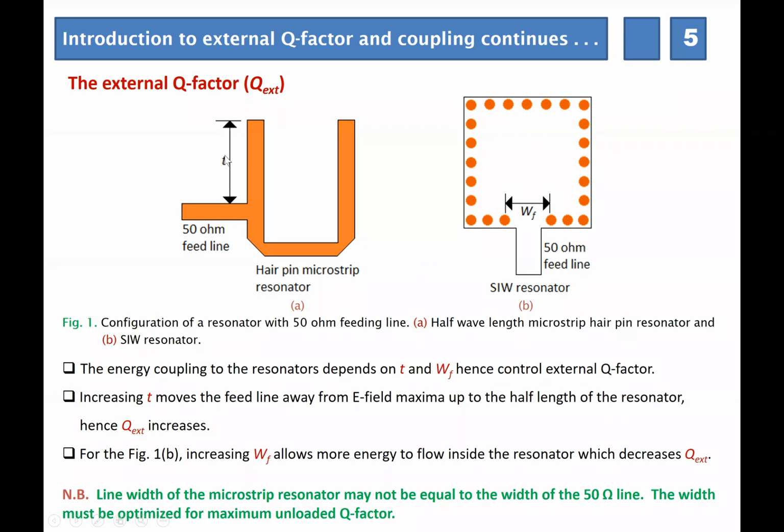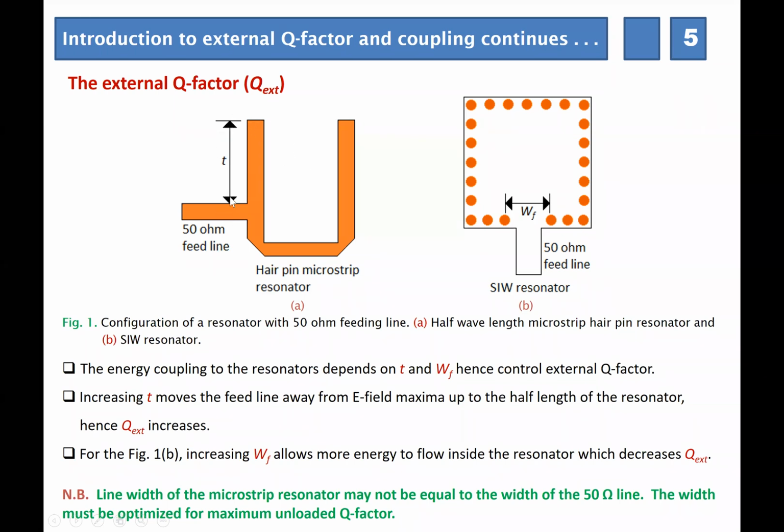If we change this T, energy coupling to this resonator will vary. So if we make T equal to 0, that means the feeding line is at one end of the resonator, then maximum energy will be coupled. Why? Because at these two open ends, the electric field will have maxima. If you go for the field plot of one resonator, you can see that. And that is also the boundary condition here.